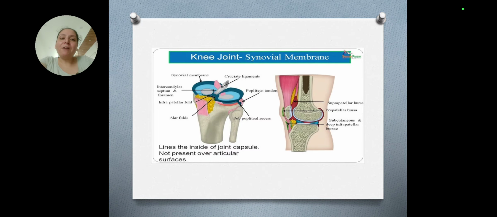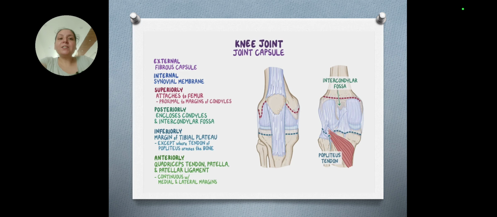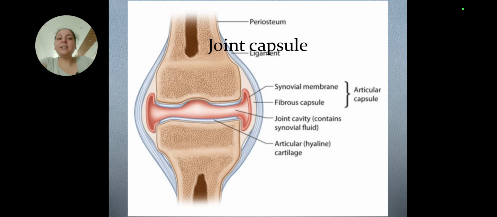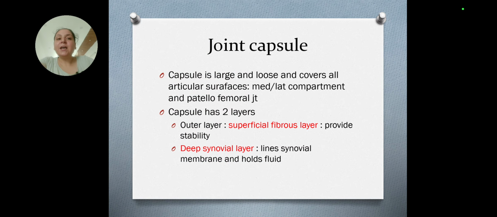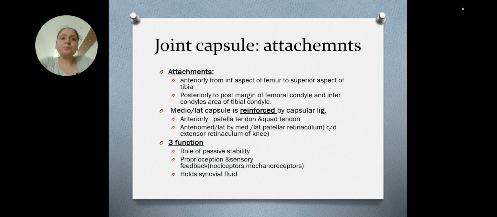Fine. I hope you have understood the joint capsule itself. Now we started joint capsules in this form. It has got 2 layers: the superficial fibrous layer and the deep synovial layer. In this slide we have done the attachment of the joint capsule.